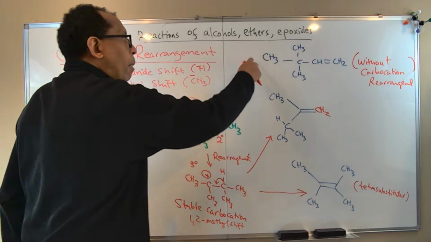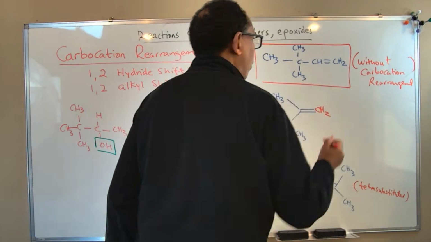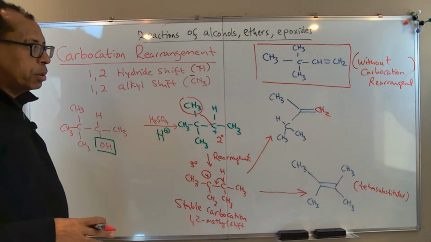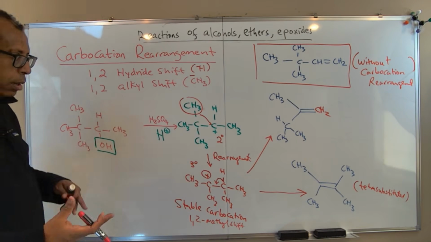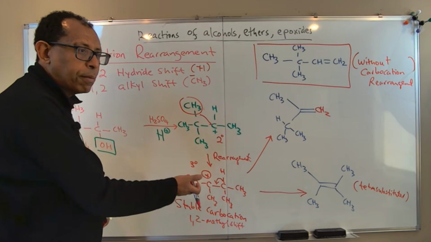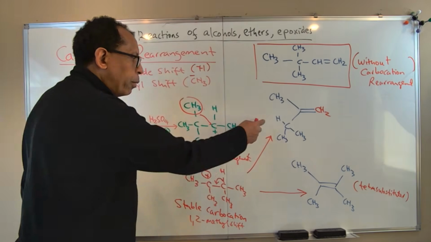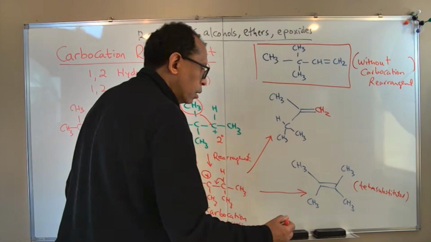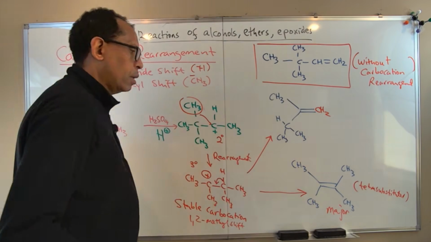But this top one is just from the not rearranged product. So mostly the major product would be the rearranged one, because that comes from a very stable carbocation. And if we compare between these two, this would be the major one. So this is a major product.